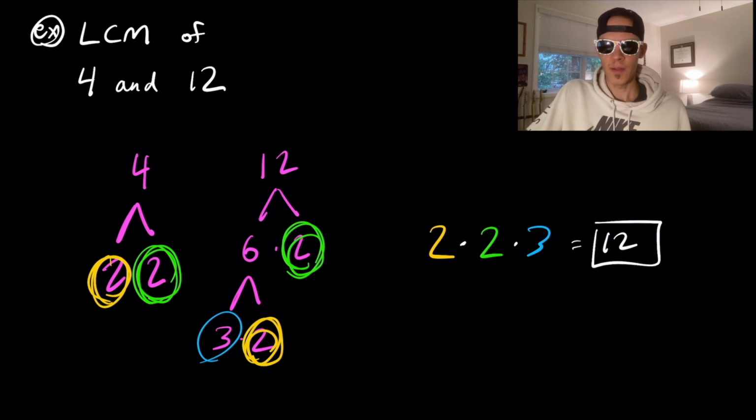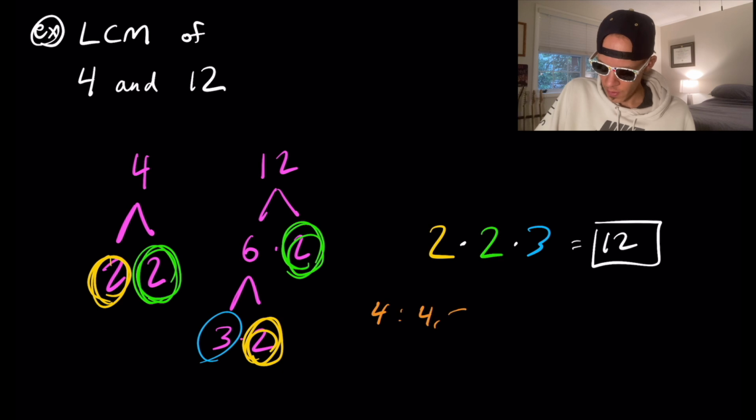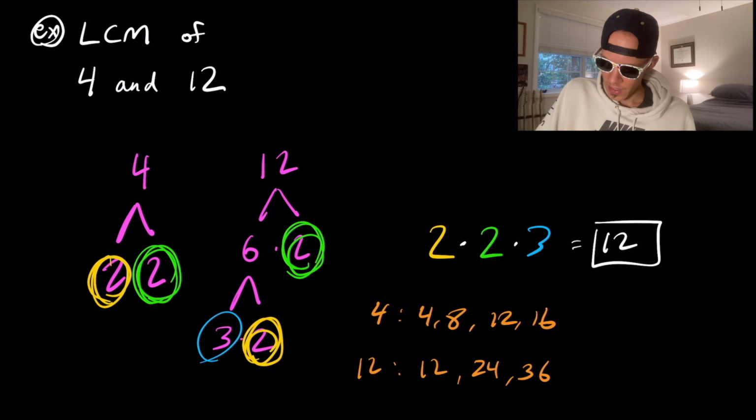If you wanted to do it the way that we've been doing it before, just counting it out, we can do that real quick. So multiples of 4 would be 4, 8, 12, 16. If I need more, I'll write more, but I'll just start there. Multiples of 12 are 12, 24, 36. And we can see that 12 is the first number that they have in common.